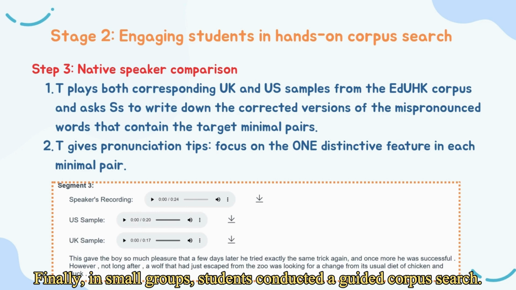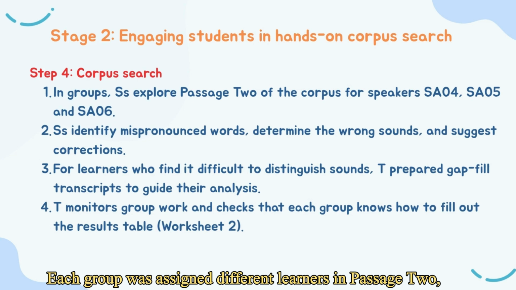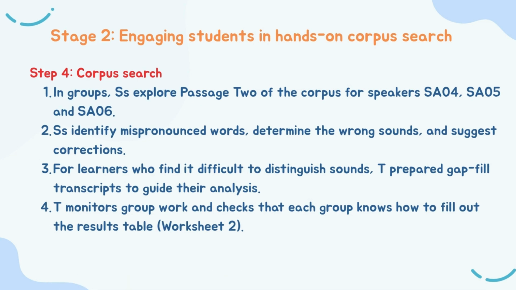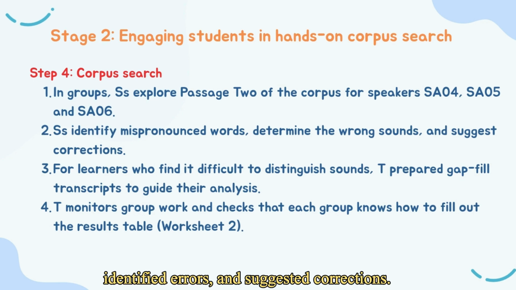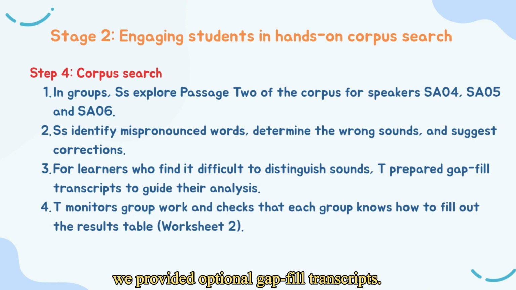Finally, in small groups, students conducted a guided corpus search. Each group was assigned different learners in Passage 2, identified errors, and suggested corrections. To support students who struggled to hear distinctions, we provided optional gap-filled transcripts. We also circulated to ensure everyone knew how to complete their results table.